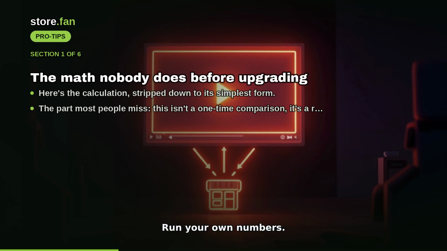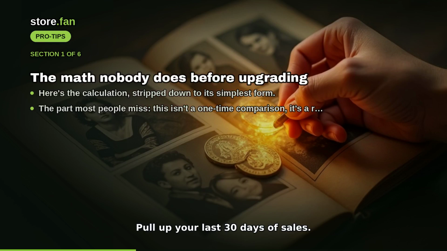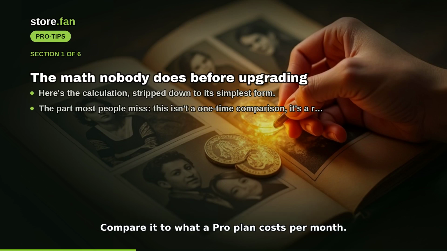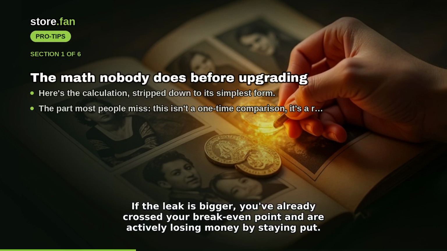Run your own numbers. Pull up your last 30 days of sales. Multiply that total by your current plan's fee percentage. That's your monthly leak. Compare it to what a pro plan costs per month. If the leak is bigger, you've already crossed your break-even point and are actively losing money by staying put.